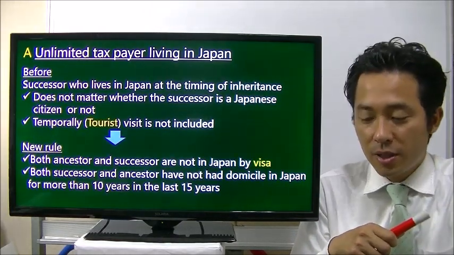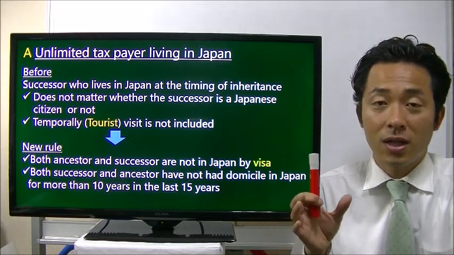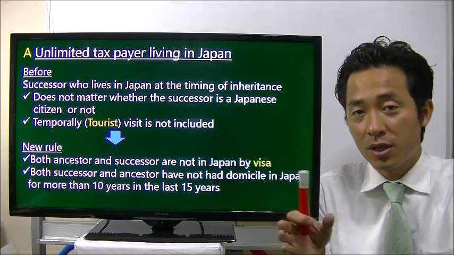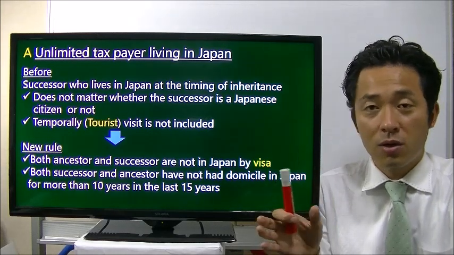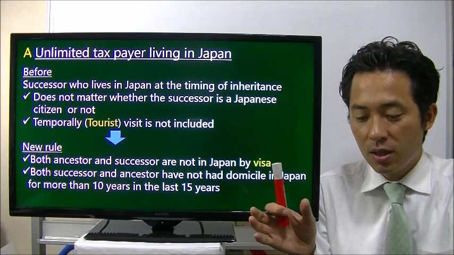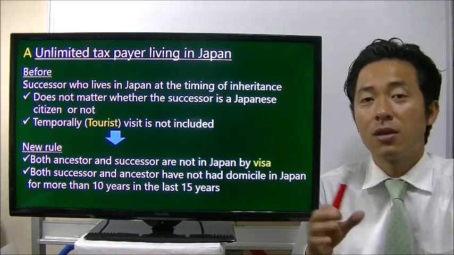So what are unlimited taxpayers living in Japan? The successor was in Japan at the time of the inheritance. In that case, it doesn't matter whether you are Japanese or not, you have to pay the tax for the assets in Japan and overseas.